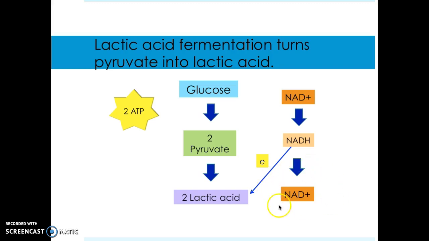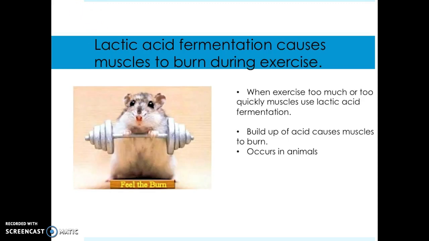And now that we have freed NAD+, that can go back and produce more ATP through glycolysis. So glycolysis can keep going again and again, producing its measly 2 ATP. But again, it's better than nothing. And lactic acid fermentation is actually really interesting.